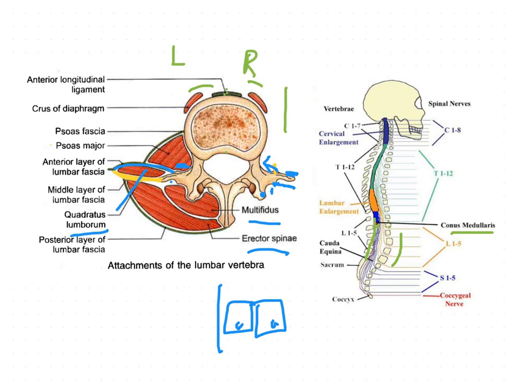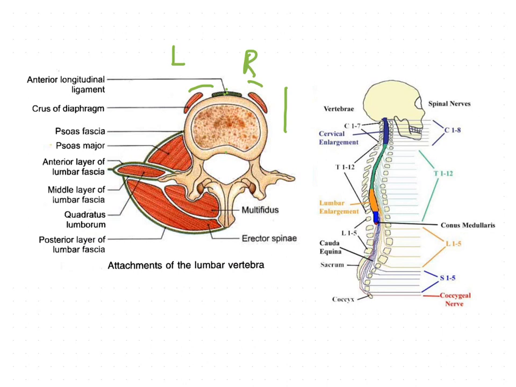Okay, now we are going to see the articular processes. How these articular processes are arranged in the lumbar vertebrae, and what are the movements taking place because of this facet arrangement. Are there any muscles attached to these articular processes? That we will see now.